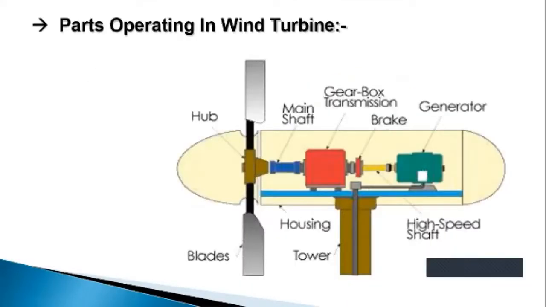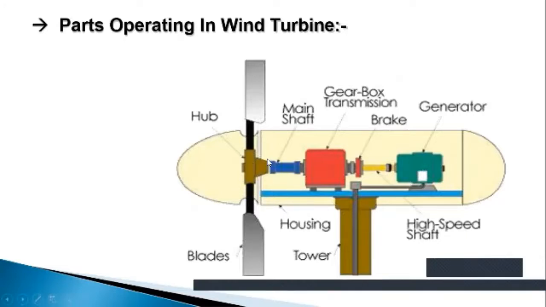The parts operating in wind turbines are, first, the blades, then the hub, which is mounted on the main shaft, then the main shaft is connected to the gearbox transmission. Then the brake is used. After that, the high speed shaft, then the generator, and the housing is provided to protect from the sun rays, rains or any climatic conditions, and the tower is used for supporting.